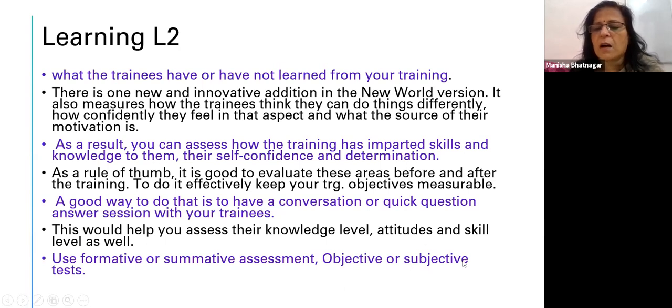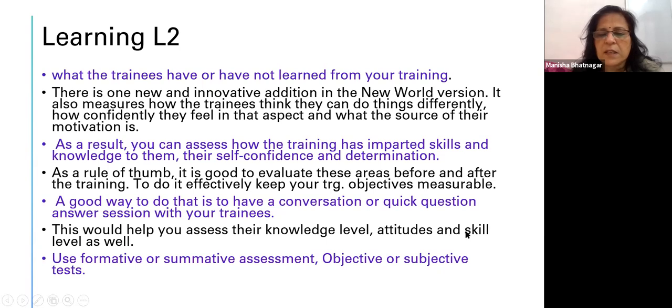Subjective tests you have to select very carefully, and the person who is checking the subjective tests has to be very mature and thorough. Because in the objective test, you have this freedom. You can have an answer key, and you can give it to anybody who can check them, or you can do it through the computer also.